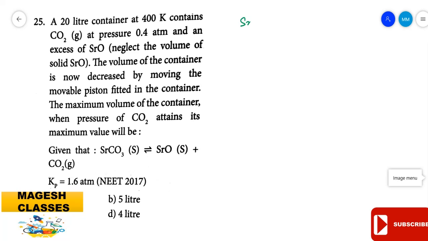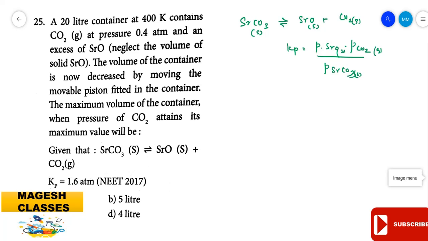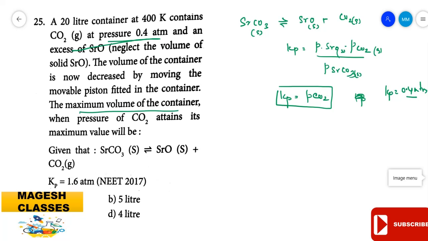By writing the equation, SrCO3 in solid form is in equilibrium with SrO, also solid, and carbon dioxide gas. Writing Kp is equal to the partial pressure of SrO into the partial pressure of carbon dioxide divided by the partial pressure of SrCO3. This is a solid, this is a solid, and this is a gas. For solids, the value of the partial pressure is 1, so Kp is nothing but the partial pressure of the carbon dioxide. The pressure of carbon dioxide is given, so Kp is equal to 0.4 atmosphere.